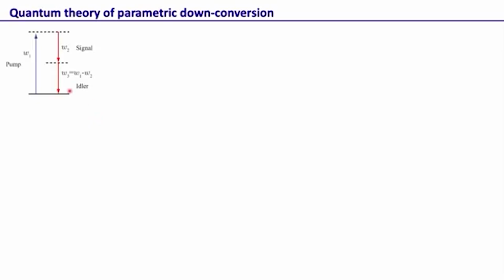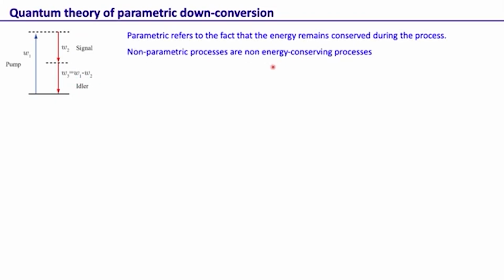So this is the parametric down conversion process, in which a medium absorbs a photon, called the pump photon, at frequency omega 1, and then produces two photons, one at frequency omega 2 and the other one at difference frequency omega 3. So omega 3 has to be omega 1 plus omega 2. Now parametric refers to the fact that energy remains conserved during the process.